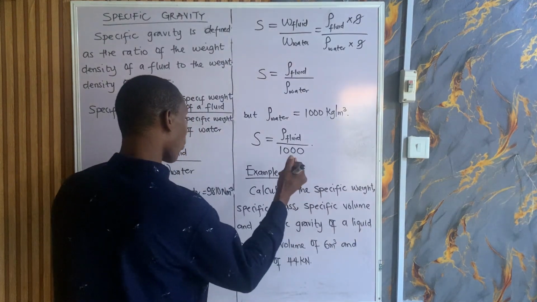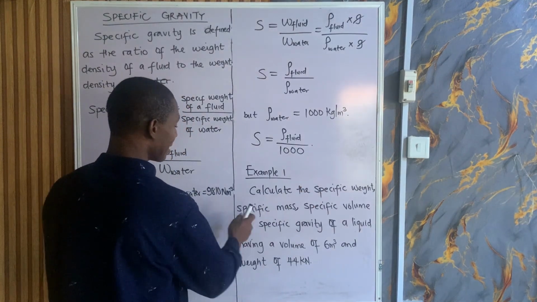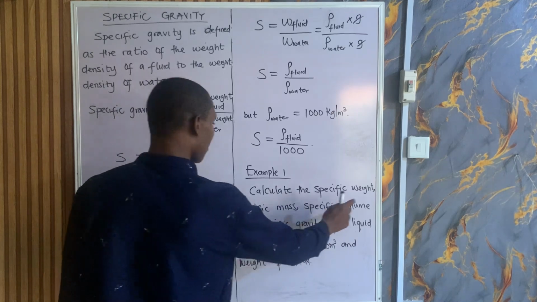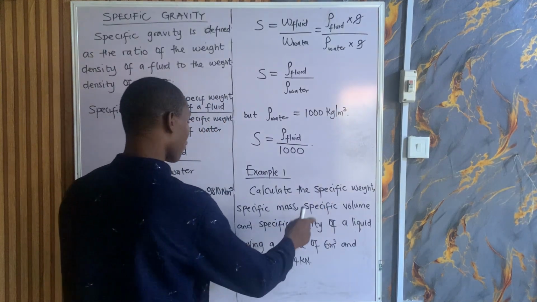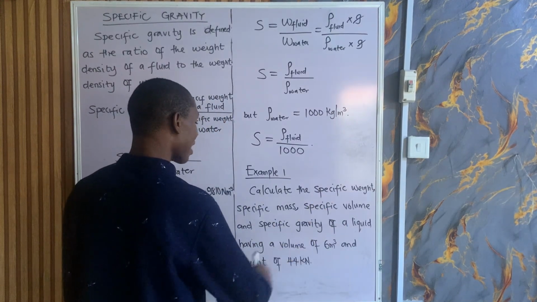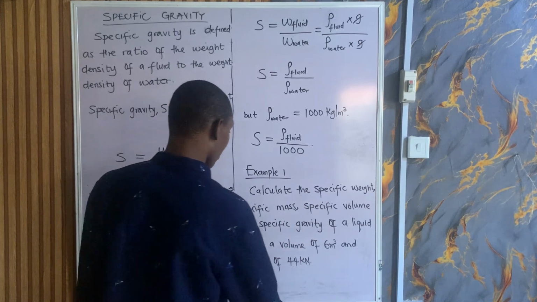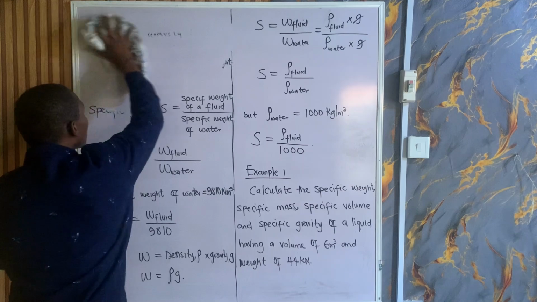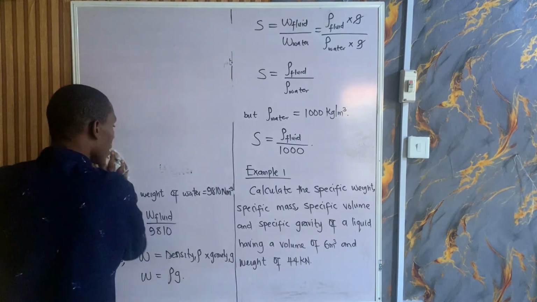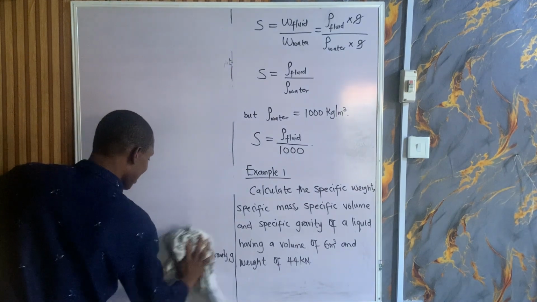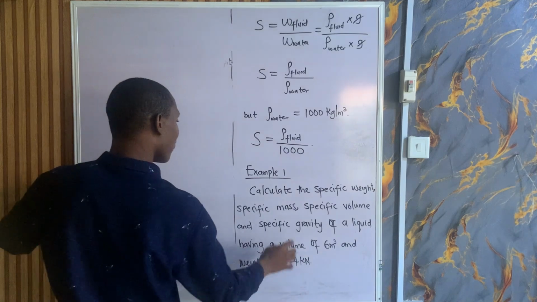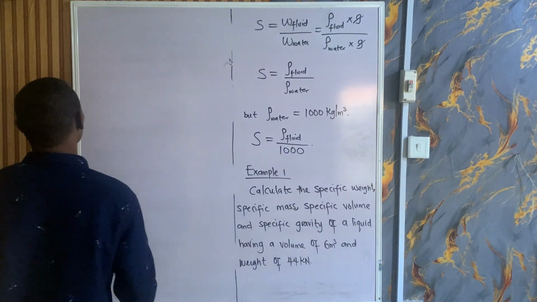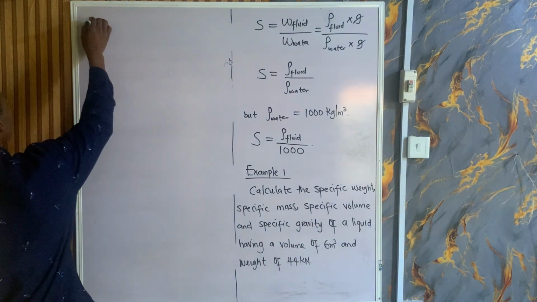So let's look at this example now. Calculate the specific weight, specific mass, which means density, specific volume and specific gravity of a liquid having a volume of 6 meter cube and weight of 44 kilonewton. So let's solve this question right away. A very quick one. What are we asked to get initially? We're asked to get firstly specific weight.